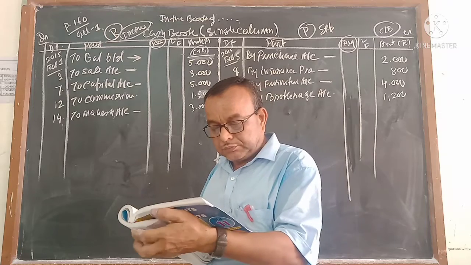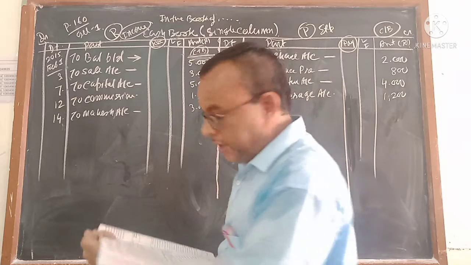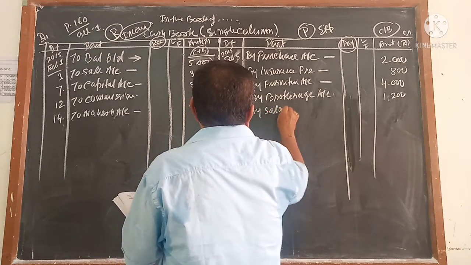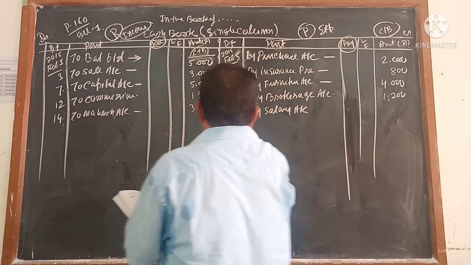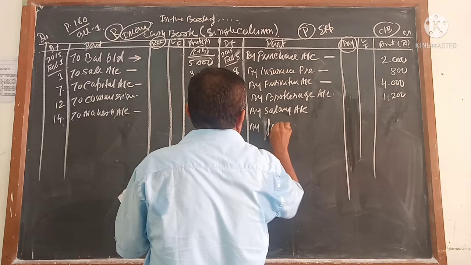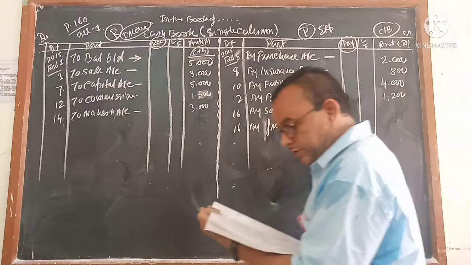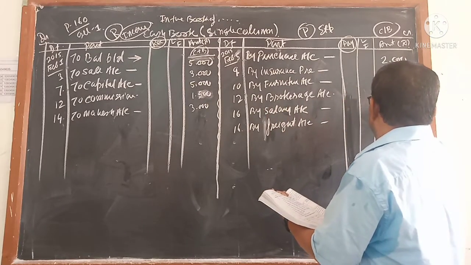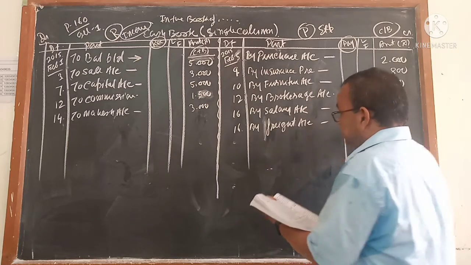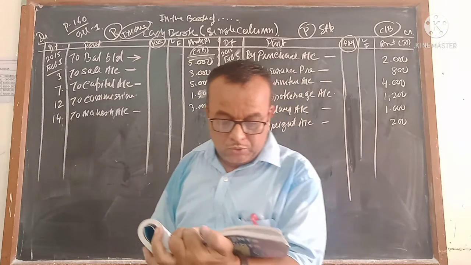Number 16. The salary 1,000 and railway freight 200 paid. Both will come this side. By salary and by freight account. Freight account. So salary is coming 1,000 and freight is coming 200. Correct?